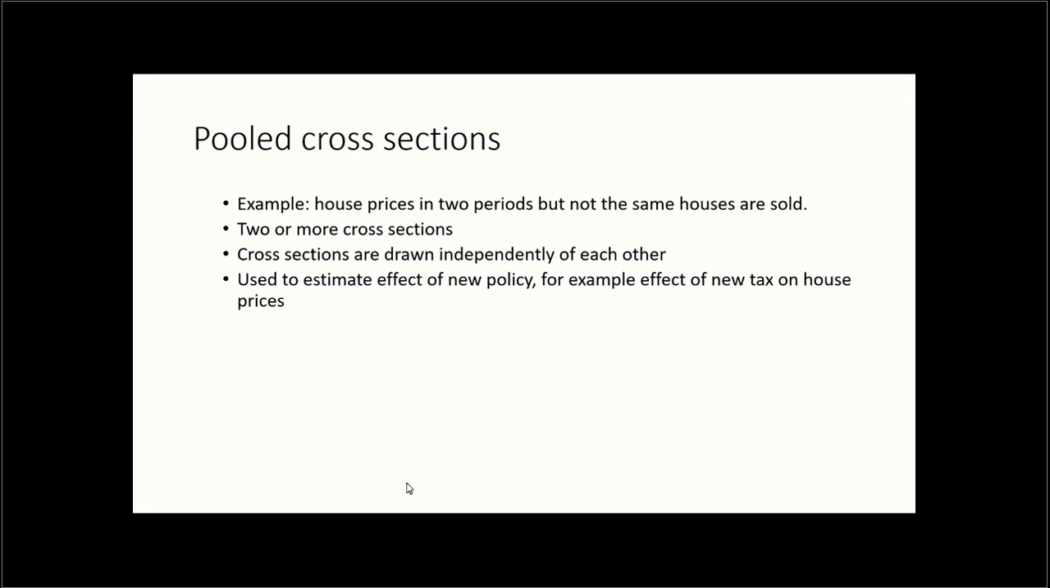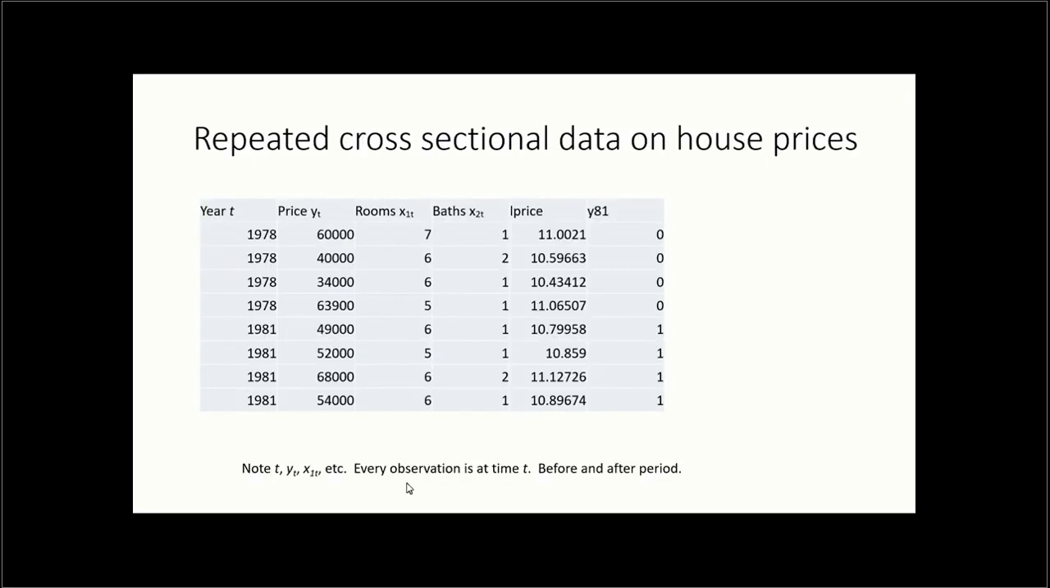And this kind of data can be used to estimate the effect of a new policy. Say, what would happen if we have a new tax imposed on the house prices? Would the house prices increase or decrease? Here's how repeated cross-sectional data looks like for, say, house prices. Here we have a T dimension and we have all the house prices for the before period and all the house prices for the after period here. And these are the house prices. And again, we're not talking necessarily about the same houses being sold in 78 and 81. It could be different ones.